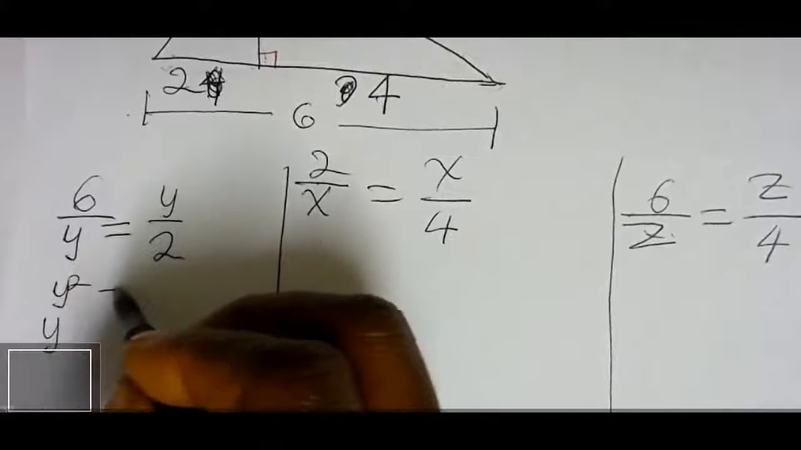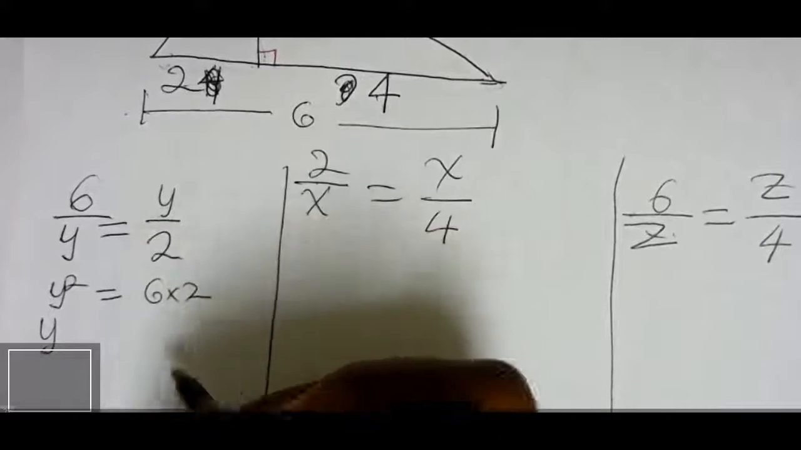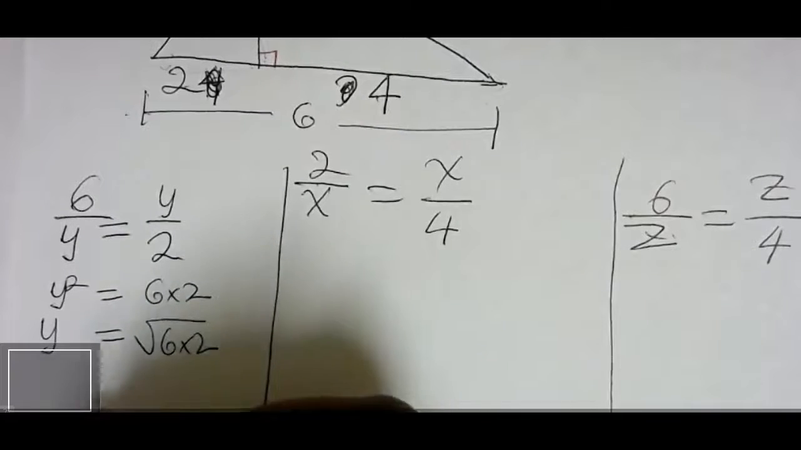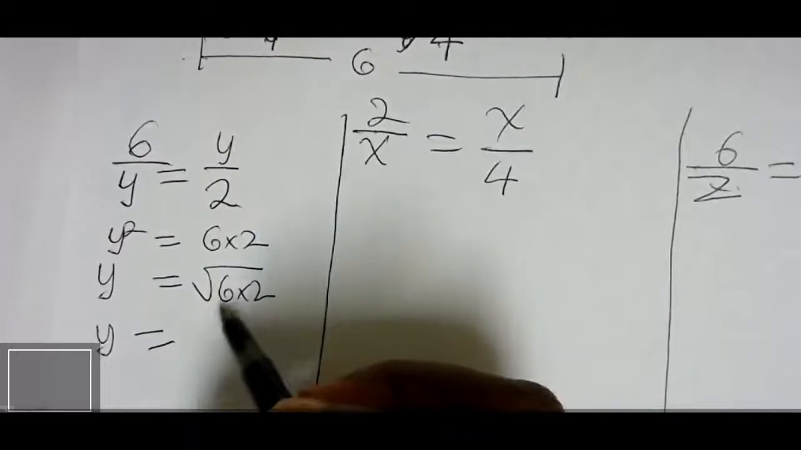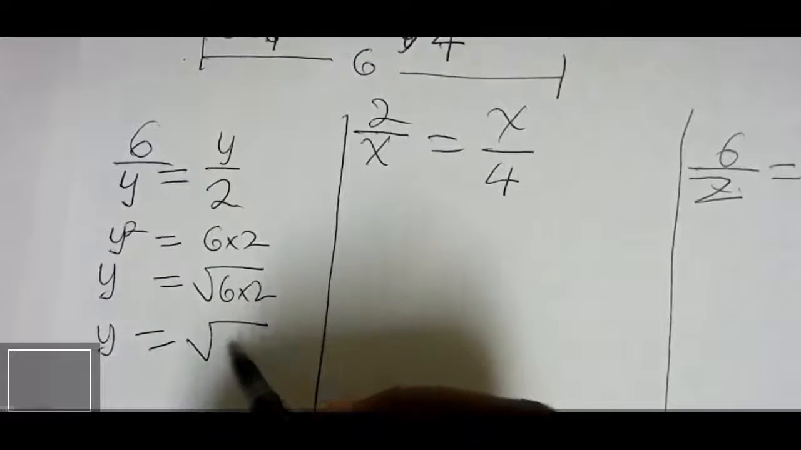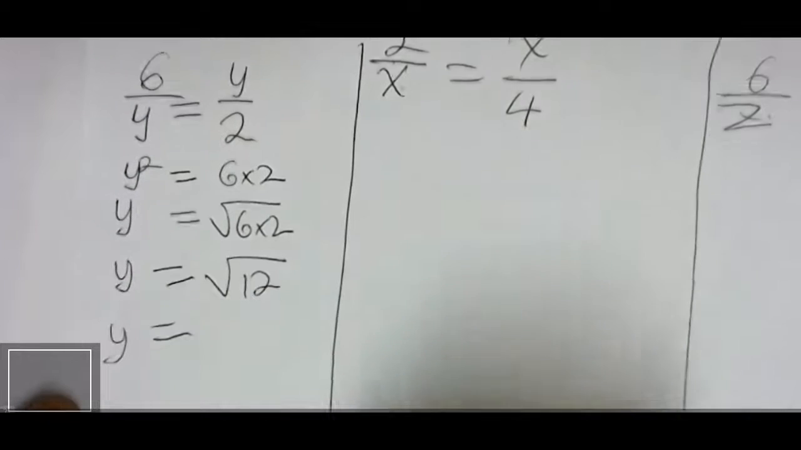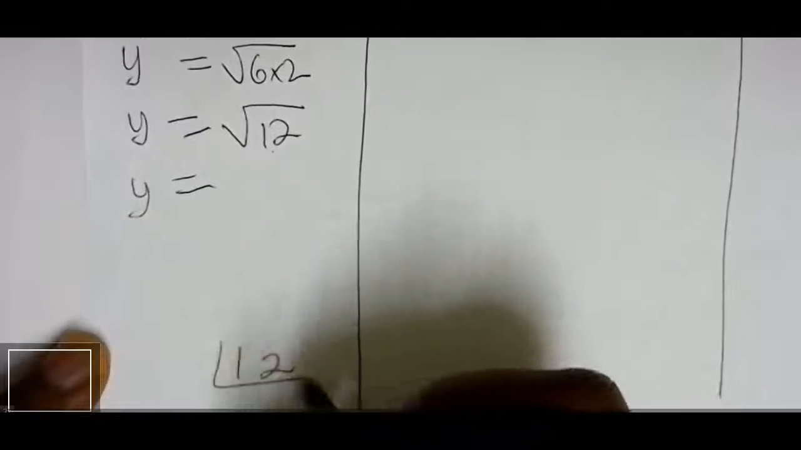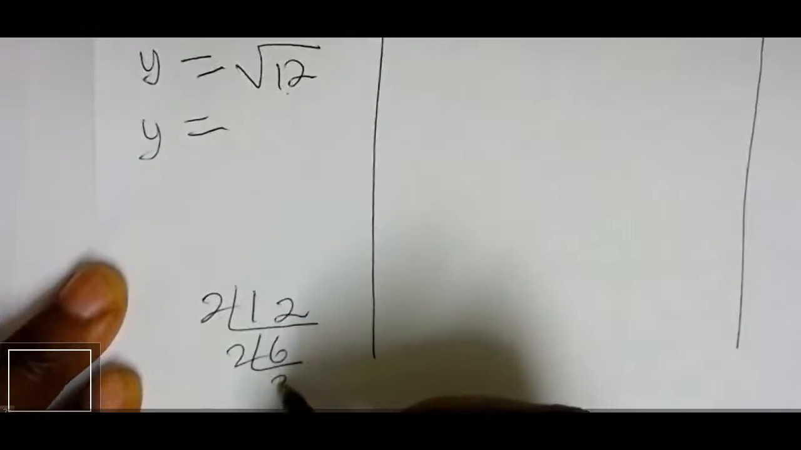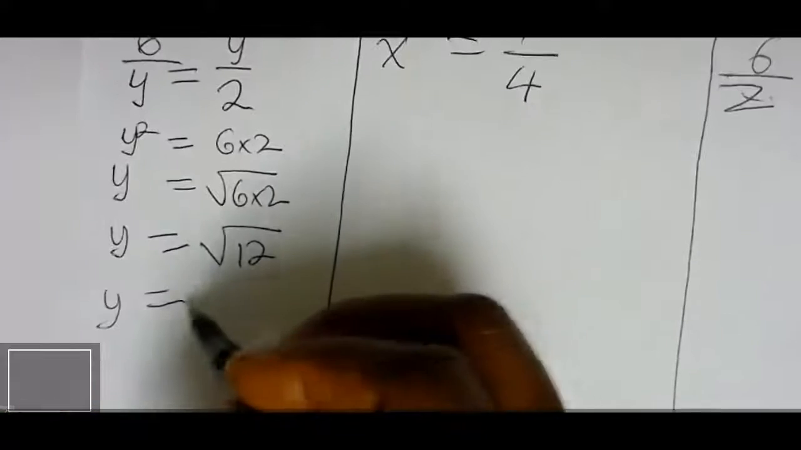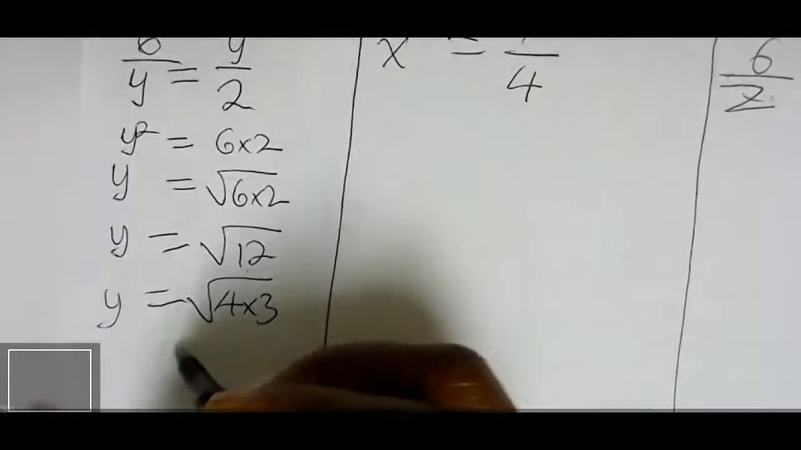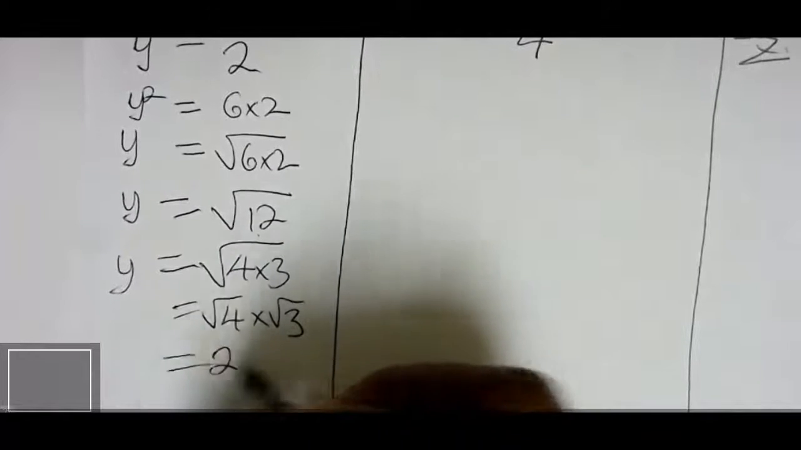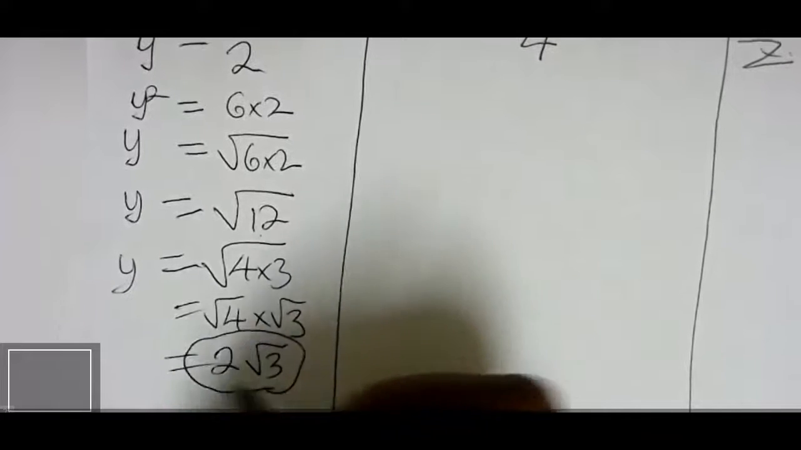Now let's solve. We can do y squared is equal to 6 times 2. So y is the square root of 6 times 2. 6 and 2 are not perfect squares, so 6 times 2 is 12. And then we can find the prime factorization of 12: 2 goes into 12 six times, 2 goes into 6 three times. So 2 times 2 is 4, so it's going to be 4 times 3, which would be the square root of 4 times the square root of 3. The square root of 4 is 2, and square root of 3. So that would be your y.